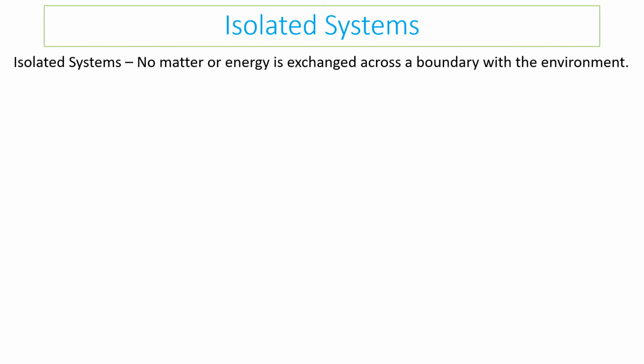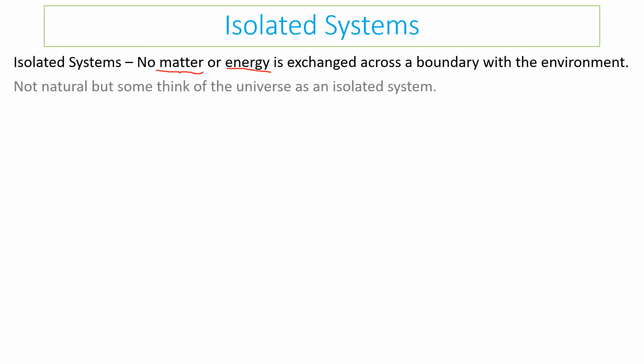And therefore, an isolated system, the last one, is when no matter or energy can leave the system, and there are no natural examples of this, but the example that you are expected to know is that the universe is an isolated system. Don't worry about going into detail as to why; you're only expected to know the universe counts as an isolated system, because no matter or energy goes beyond the universe.